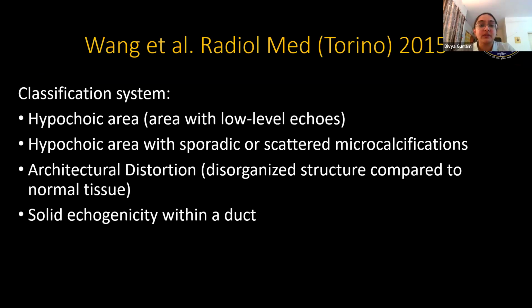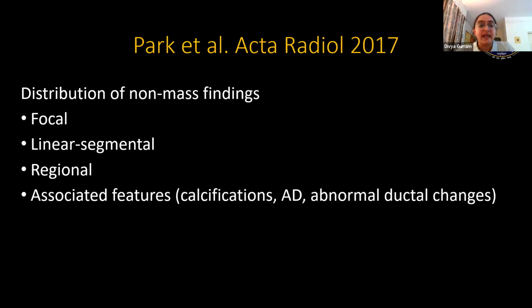Then Wang et al., published in Radiology Medicine, talked about hypoechoic areas, mainly the echogenicity of non-mass lesions. They spoke about sporadic or scattered microcalcifications, and also about architectural distortion, which is described as a disorganized structure compared to normal tissue. This is somewhat similar to the altered echotexture that we just talked about in the previous classification. And then we also have solid echogenicity within a duct described. And lastly, Park came in and talked about the distribution of non-mass findings, that they could be focal, linear, segmental, or regional, and could have associated features.